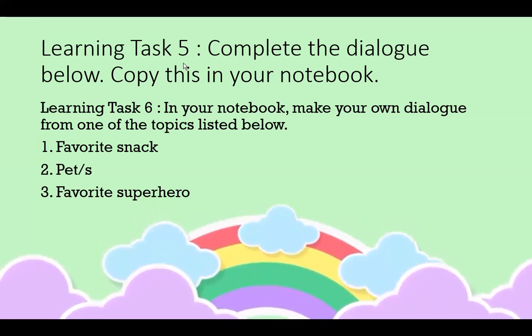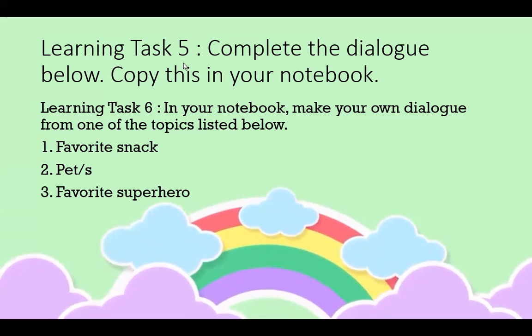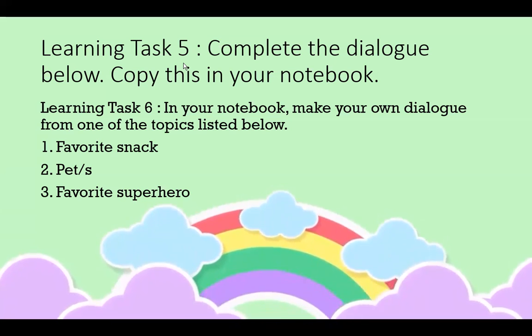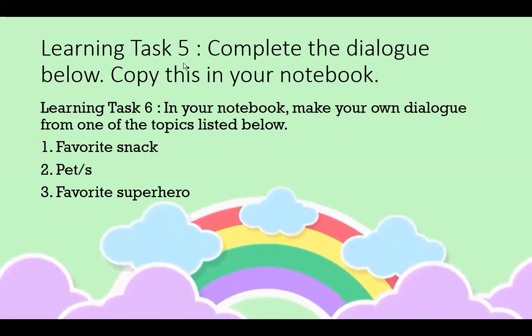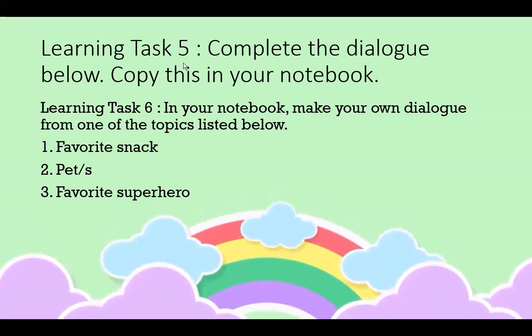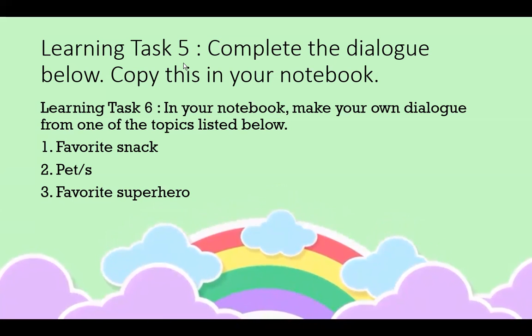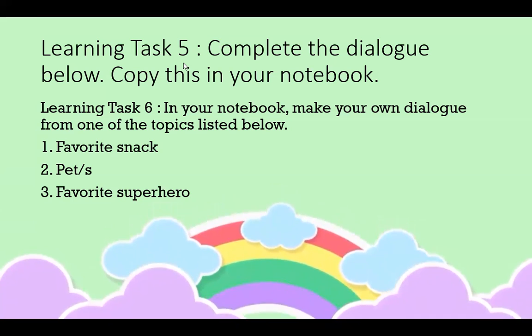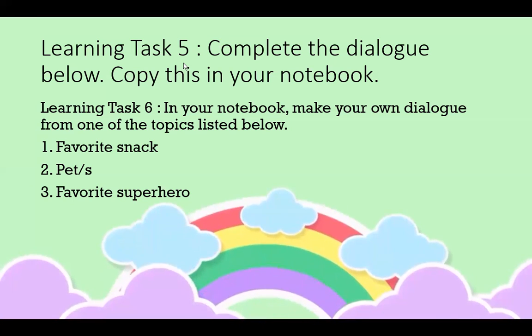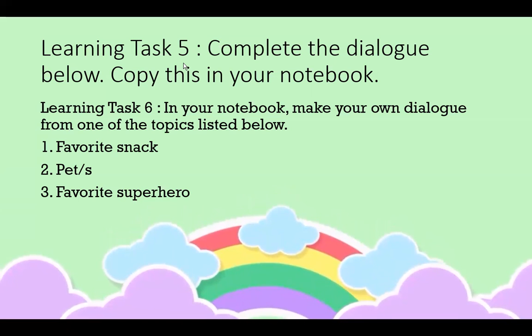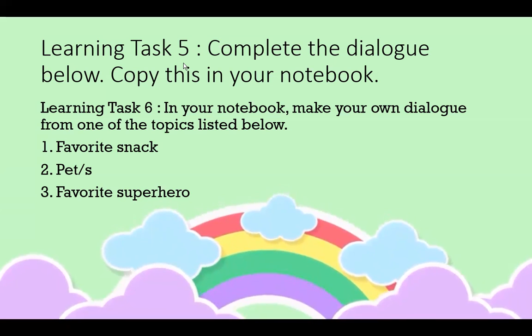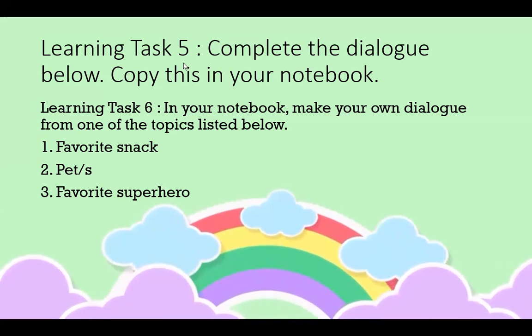You are the first person and then you are going to make an imaginary person, maybe your friend, or maybe your brother or sister, as long as they are having a conversation. It could be about your favorite snack, or it could be about your pet or your pets, or your favorite superhero. Just pick one from the three. Okay?